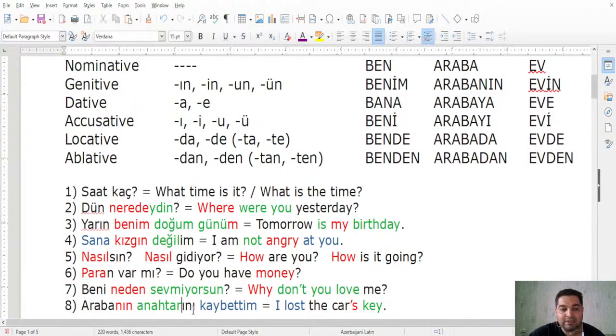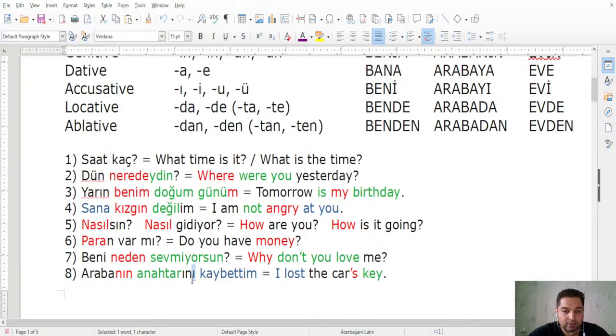And then we have the accusative case of this structure: arabanın anahtarını. Arabanın anahtarı is a complementary structure. Additionally, we have the ending n together with the fusion letter, which is the accusative case ending. You lost the car's key, or the key of the car, which means it has to be in the accusative case. Therefore, we add an extra ı here together with the fusion letter n. Arabanın anahtarı, and then you make it accusative.